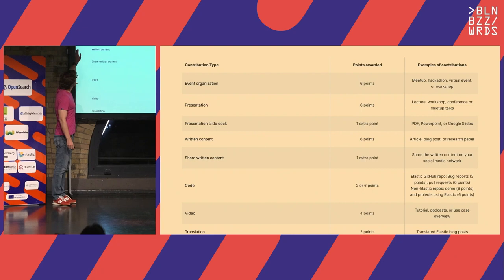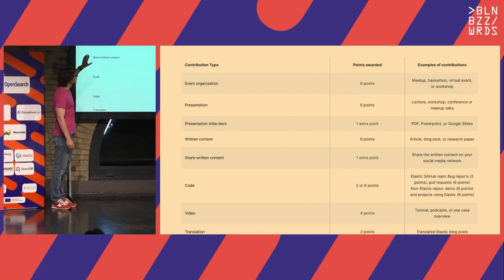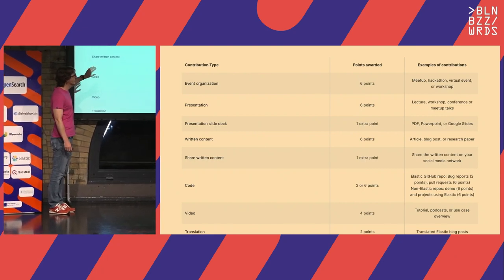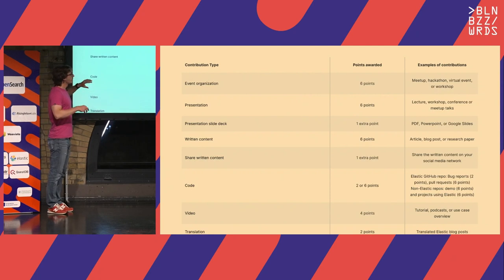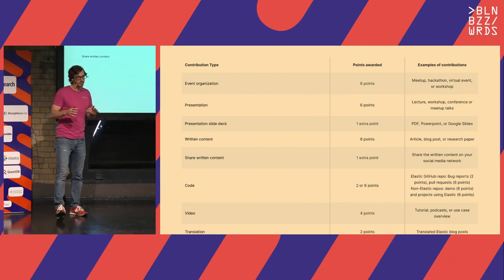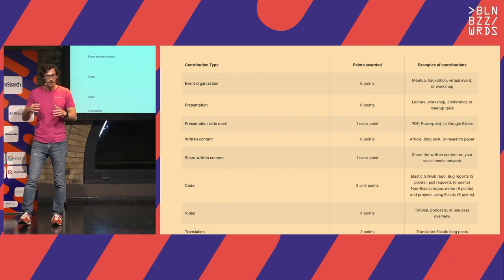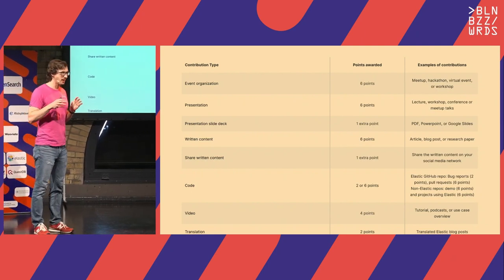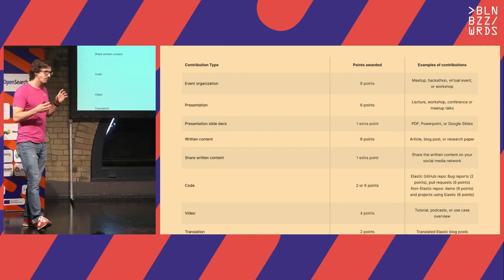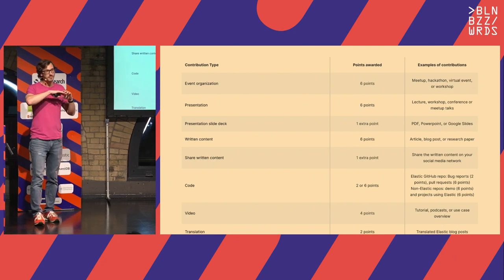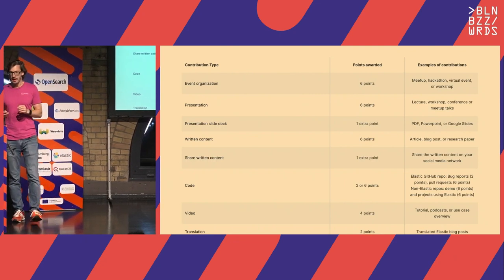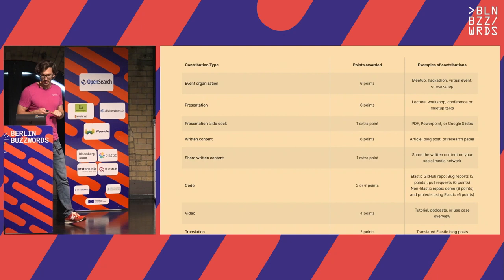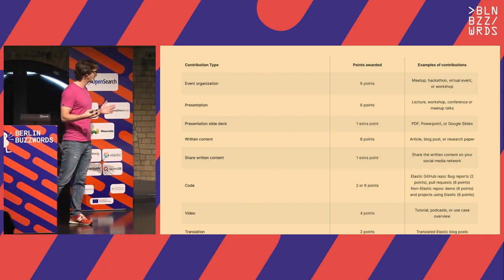And we have various categories. So you can organize an event. You can do a presentation. You can write a blog post. You can contribute a pull request, open a GitHub issue. For all of those, you can get points, which is easy enough. And we try to find a way where the points are reasonable, so that depending on the effort you put into it, this kind of makes sense. So we have this point system. We count all the points over a year. And then we have a winner, or multiple winners.